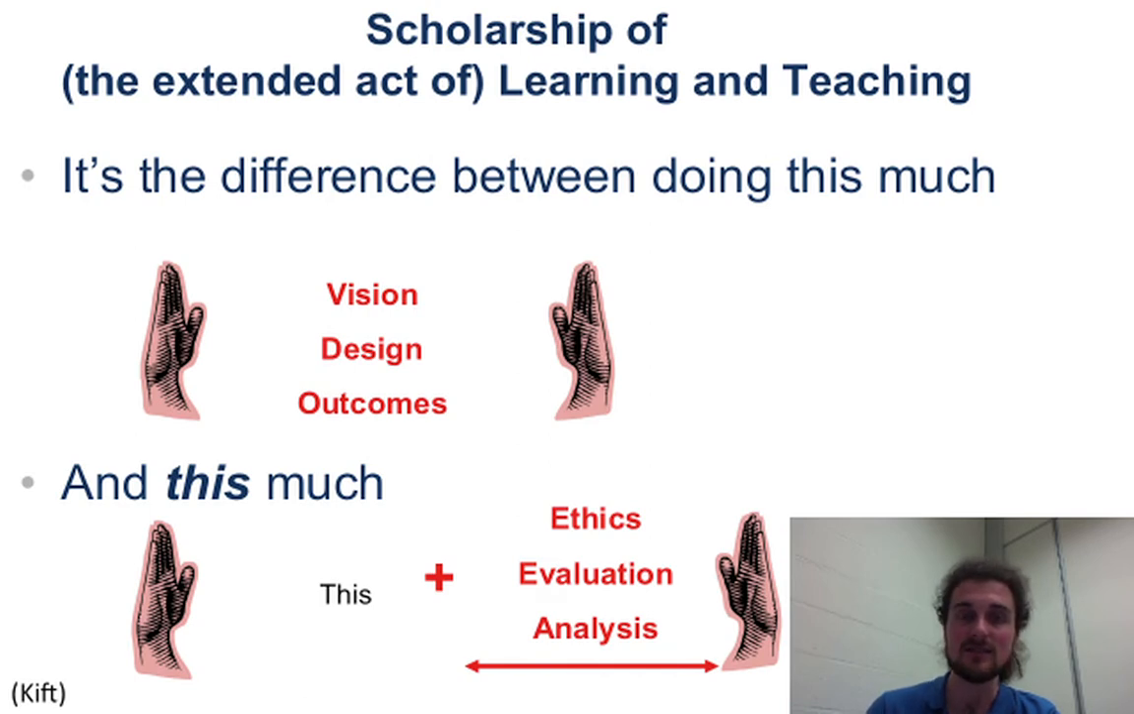And here is Sally Kift's definition here. It's the difference between doing this much, which is vision, design, outcomes, and this much, ethics, evaluation, and analysis. So as regular good teachers, we do the vision, design, outcomes stuff. We design a course, we make it good, we check that students have met these outcomes. But it's actually about taking it to the next step, getting ethics approval to do research on that, conducting some sort of an evaluation of your approach, your methods, and doing some analysis of that. Interestingly, there's not a mention of sharing the results of that, which there was in our other two definitions.